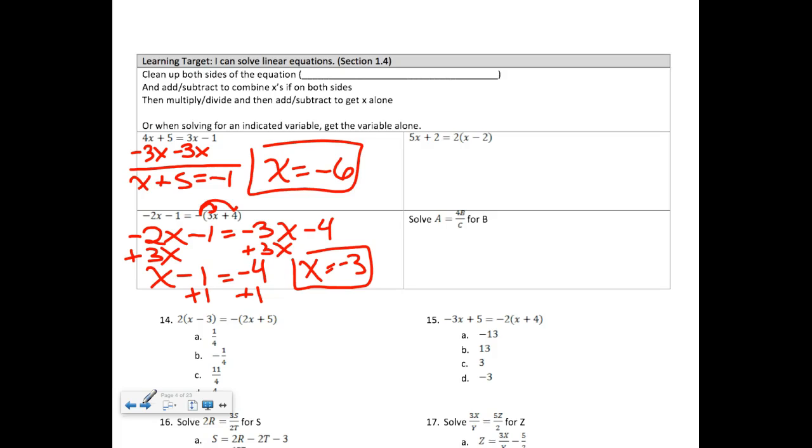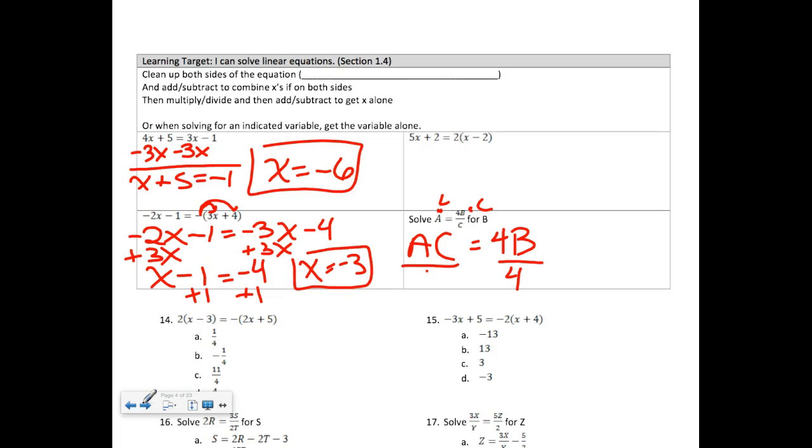So I'm trying to get this b on its own, so what should we try to get rid of first? I'm going to get rid of the c. Okay, so I'm going to times this c to both sides. Okay, so then on this side I'm going to have AC. Then on this side the c's are going to cancel, and I'm going to be left with 4b. And then our last step to get b on its own would be to divide by 4.